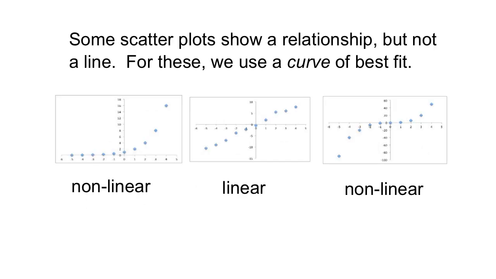Also, sometimes you get a scatter plot where it looks like there's a trend, but it might not be a linear trend. So you would not draw a line of best fit for this one as an example. You would not draw a line of best fit for this one as an example. We would say these are non-linear. And when we have a non-linear relationship, you might have a curve of best fit.